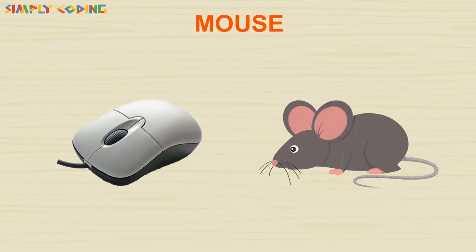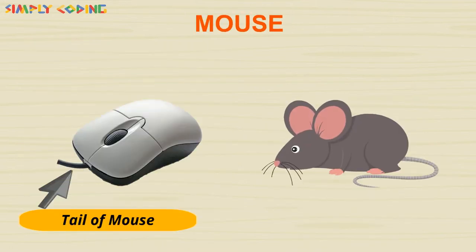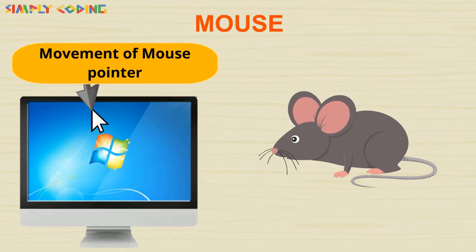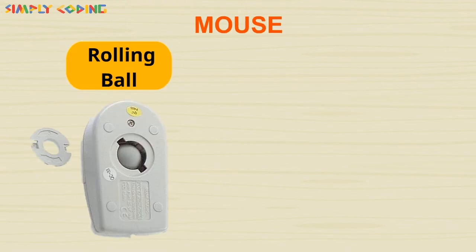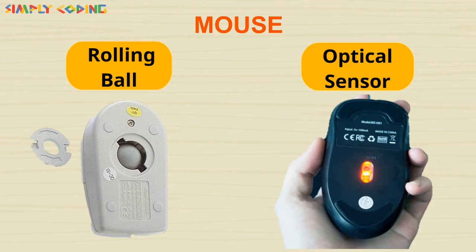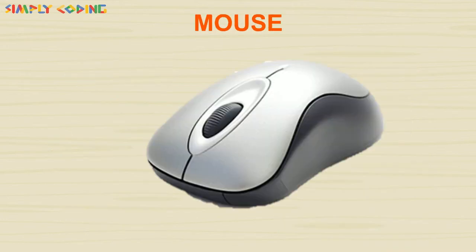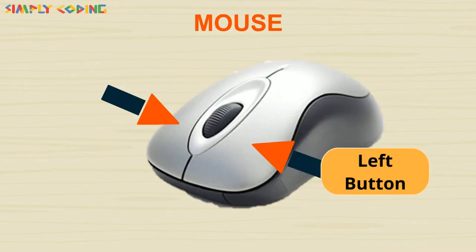It is named as mouse as it has a wire which looks like a mouse tail, and the movement of the mouse pointer on screen is like a mouse. Mouse originally used a ball rolling on a surface to detect motion, but modern mice often have optical sensors that have no moving parts. A mouse has typically two buttons on left and right.